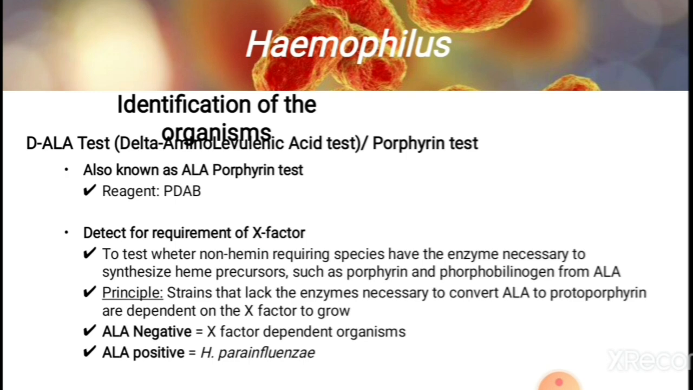Haemophilus influenzae, on the other hand, is ALA negative and needs exogenous X factor. While Haemophilus parainfluenzae is positive under UV light, it produces a red fluorescence at 360 nanometers, which indicates the presence of porphyrin.